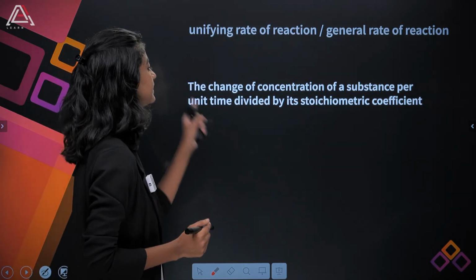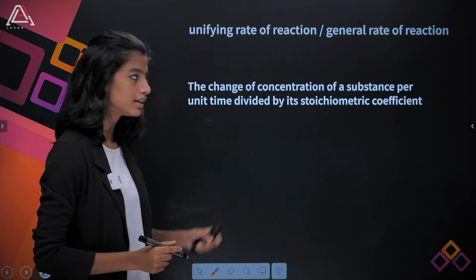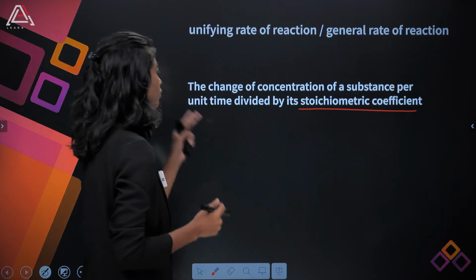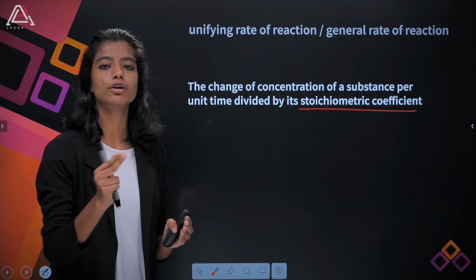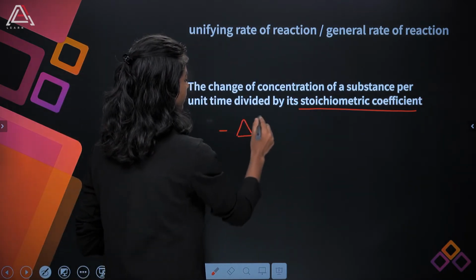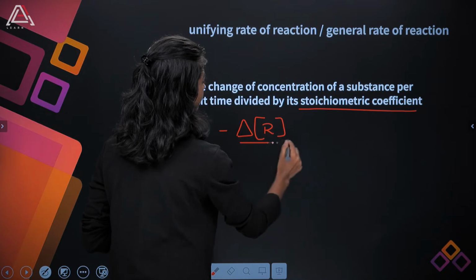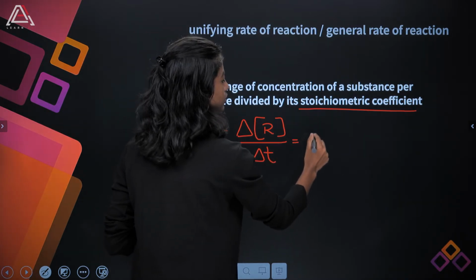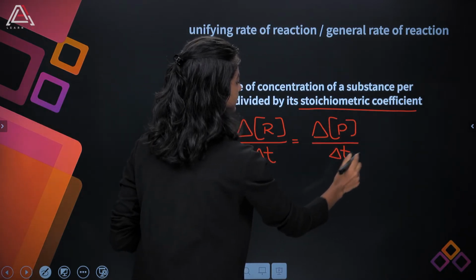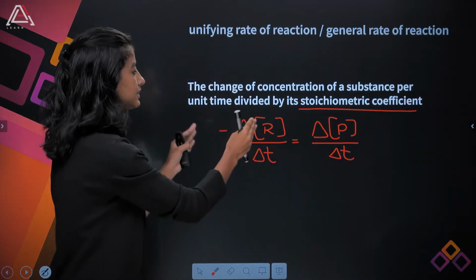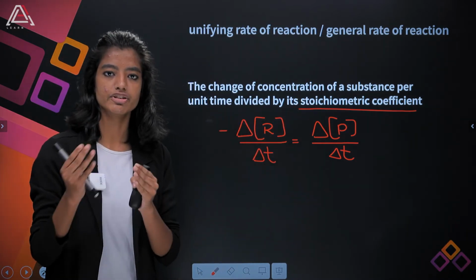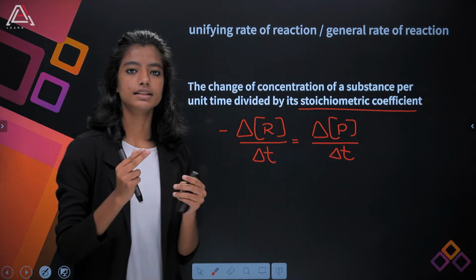Now, we are going to learn about the unifying rate of a reaction or the general rate of the reaction. It is the change of concentration of substance per unit time divided by its stoichiometric coefficient. What was the change in concentration of substance per unit time? It was the average rate of reaction, right? It was minus delta concentration of reactant divided by delta T equal to delta concentration of P divided by delta T. And by dividing this average rate of reaction by stoichiometric coefficient is called the general rate of a reaction.